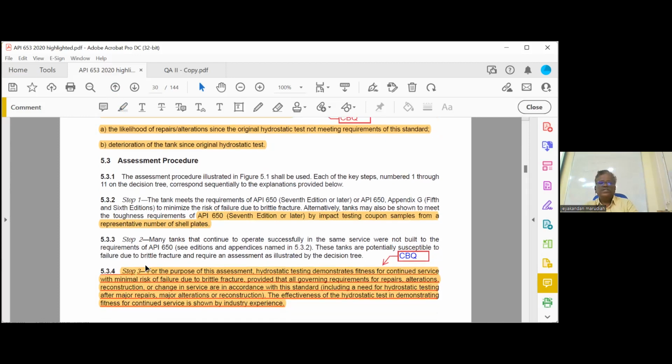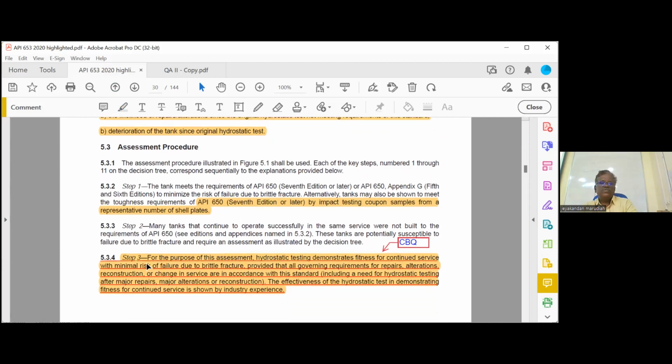Then how to take the assessment? Highlight 5.3.4. So we go for step 1: the tank meets the requirements of the 6th/7th edition or later. Then this one: for the purpose of this assessment, hydro testing demonstrates the fitness for continuous service. That line is important. Once it passes the hydro test, it is considered fit for service. It will not fail during service, with minimum risk of failure due to brittle fracture, provided that all governing requirements of repair, alteration, reconstruction, and change in service of the standard are met.